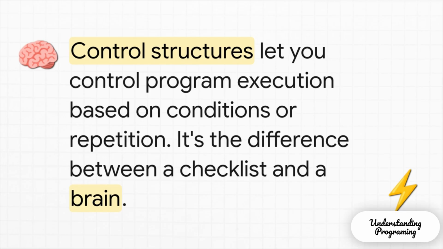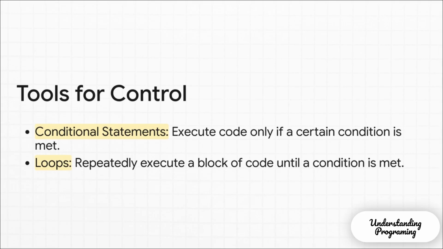They let it make choices, react to different situations, and do repetitive things without you having to write the same code over and over. It's really the difference between a simple checklist and an actual brain. And C basically gives us two main tools for this. First, you've got conditional statements. These use keywords like if to make a choice. If it's raining, take an umbrella. Otherwise, do something else. Simple.